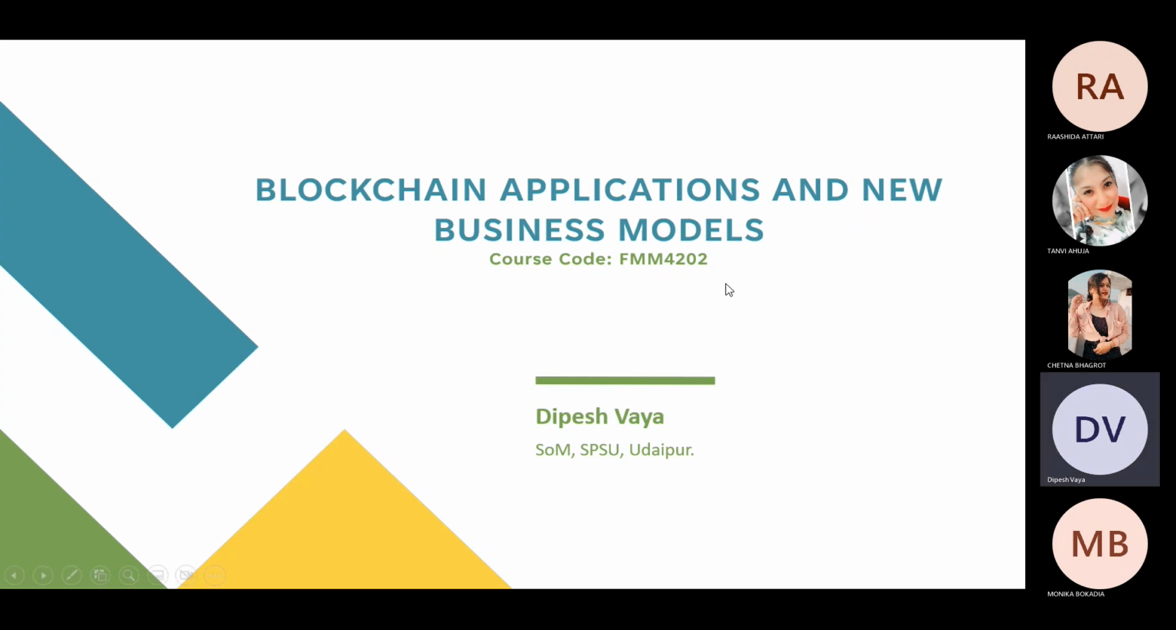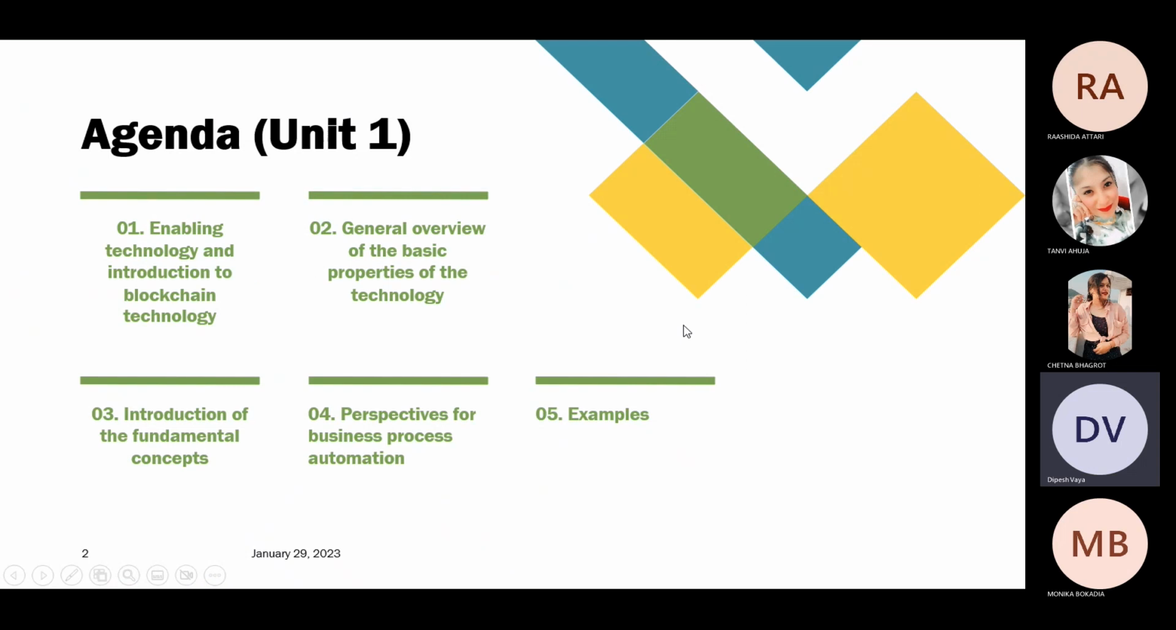Before starting blockchain applications and new business models, blockchain is a technical topic, right? I know you are not all from a technical background, but I'll keep my examples and explanations in a way that you will all be able to understand very easily. So let's start today's class. These are the agendas.